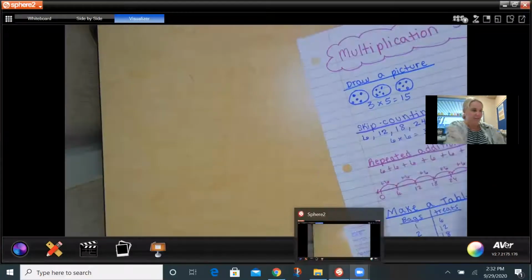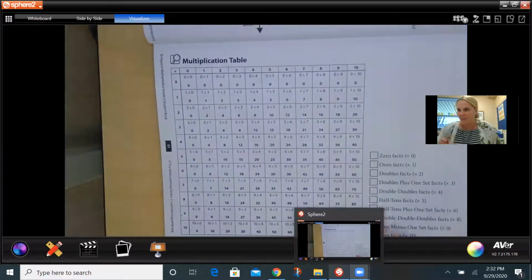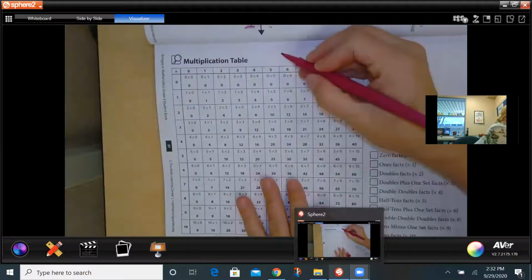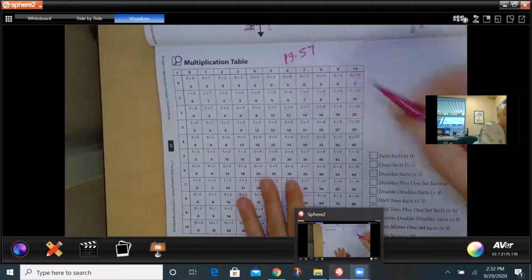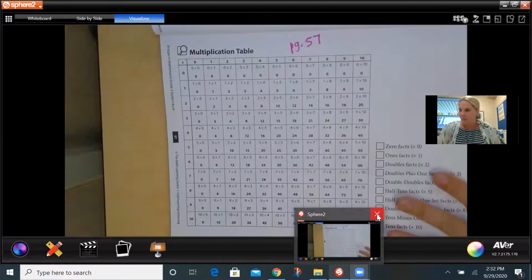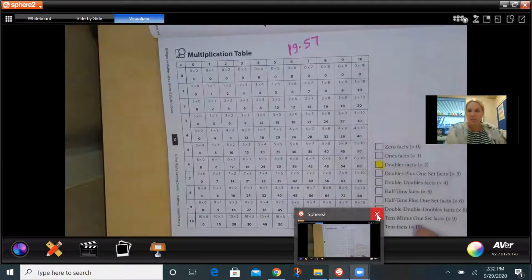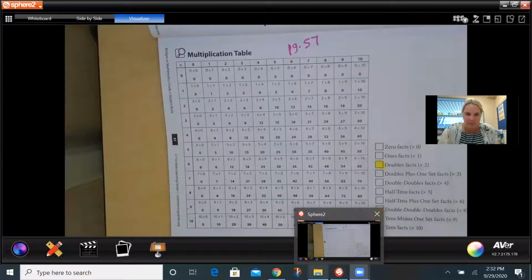I'm sorry. All right, kiddos, here we go. We're going to page 57. 57, 5-7. Page 57. There we go. Okay. Ignore that phone. What we're going to do on page 57, I need you to get your yellow. I'm going to use a crayon. We're going to find the doubles facts. So doubles facts are times 2. That's the same number multiplied by itself.